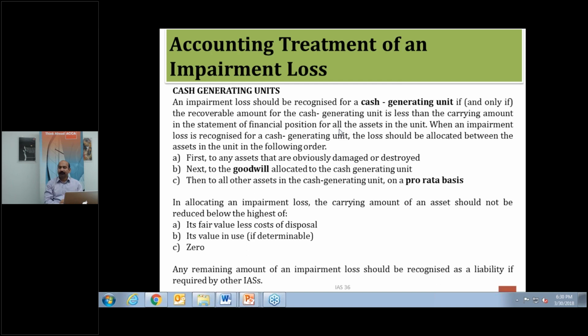But be careful while allocating impairment loss to other assets on a pro rata basis. The carrying amount of that asset should not be reduced below the highest of its fair value less cost of disposal, its value in use, and zero. But this is applicable to all above. Like if something is destroyed, but that can be sold for some amount, so that amount should not be reduced below that price. So this is the principle.